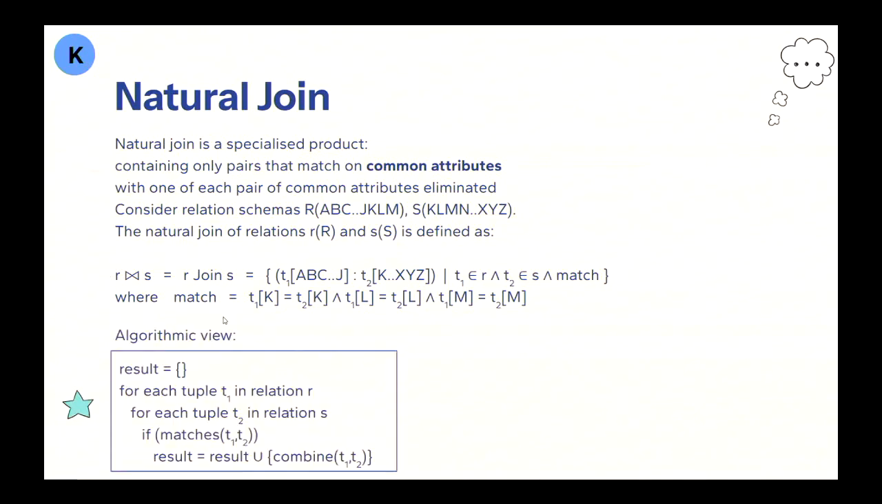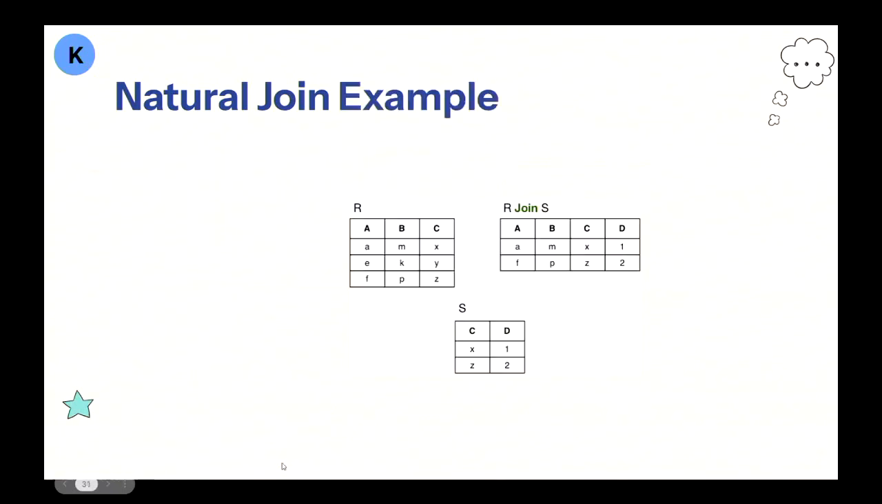So from the algorithm point of view, we are adding a condition here when we loop through the tuples of each individual operand. So if the attribute matches, we will combine them together. Otherwise, we don't.